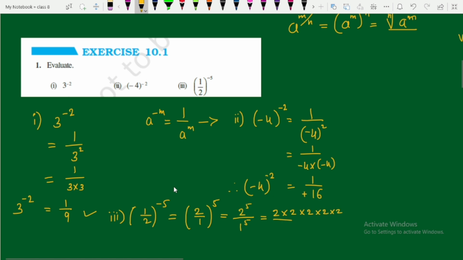Yes, the denominator 1 raised to 5 means you are going to multiply 1 five times. So this will give you 2 twos are 4, 4 twos are 8, 16, 16 twos are 32, 32. The denominator 1 into 1 into 1, 5 times, is 1. So therefore the answer is 32. Okay, so (1/2) whole raised to minus 5, the answer is 32.